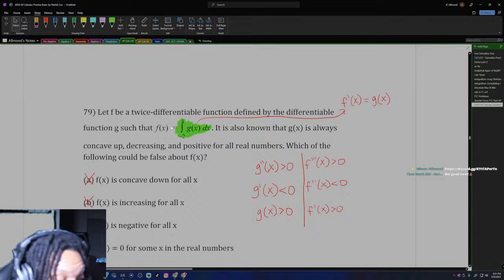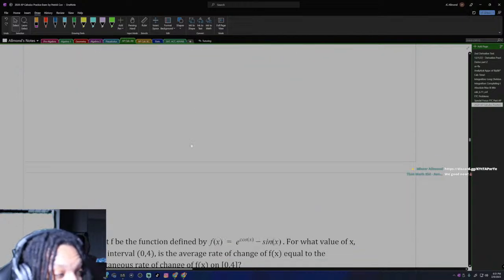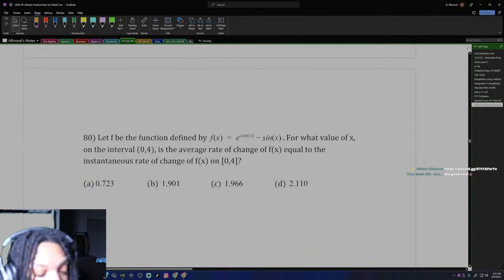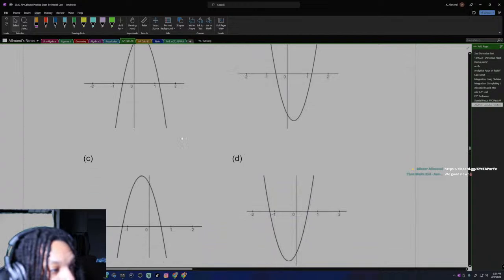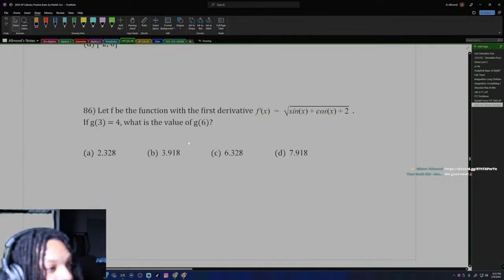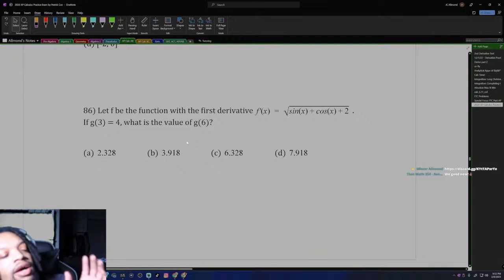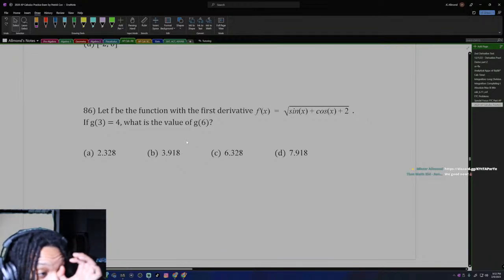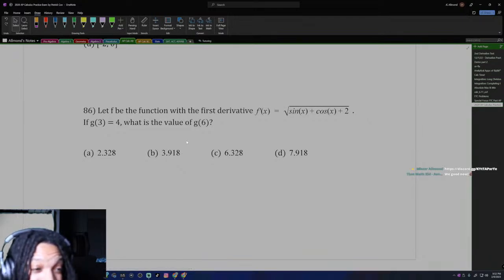Okay, so this says 78, 79, 86. This is the last MCQ, and I guess this is the last one I'll do. 86. Okay. This one, just from looking at it on sight, I already see that this one shouldn't be that bad. I'm hoping that it's not that bad.